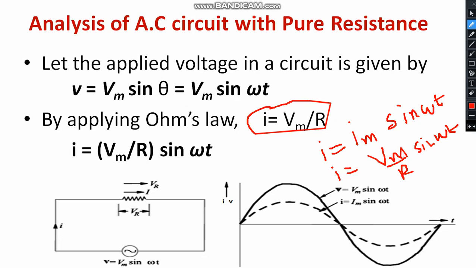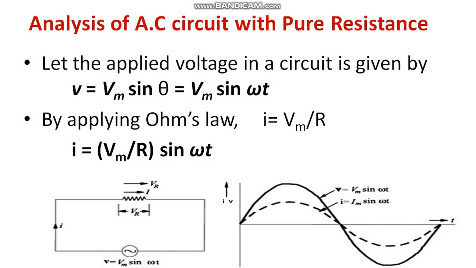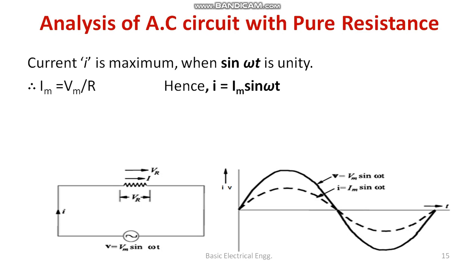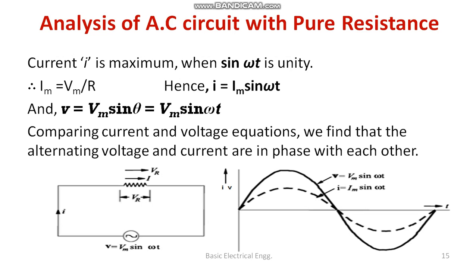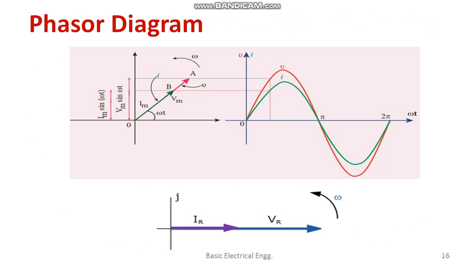So in this context, we can say that magnitude will be different, but both current and voltage are in the same phase. That observation you can make out. So we will be writing I is equal to Im sin omega t, and V can be written as Vm sin omega t. This is actually the sinusoidal equation. V is equal to Vm sin theta or Vm sin omega t. Likewise, I is equal to Im sin theta or Im sin omega t. So comparing these two equations, we come to know that both are in phase. So both current and voltage are in same phase in case of AC circuit with the pure resistance.